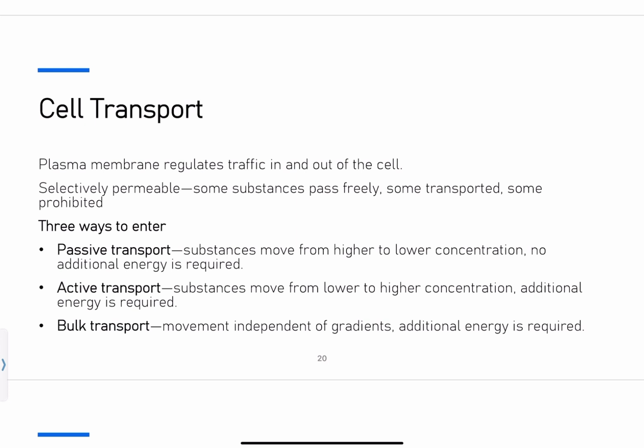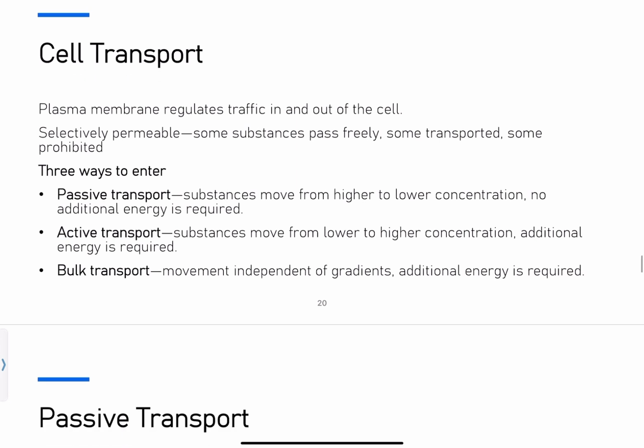The first is going to be passive transport, where substances are moving from areas of higher concentration to lower concentration without any energy input from the cell. The second one is going to be active transport, where substances are moving against their concentration gradients, meaning that they're moving from an area of low to high concentration, and this is going to require energy. And then lastly, we have bulk transport, which is going to involve the movement of large molecules or volumes, regardless of concentration gradients, and is also going to require energy.